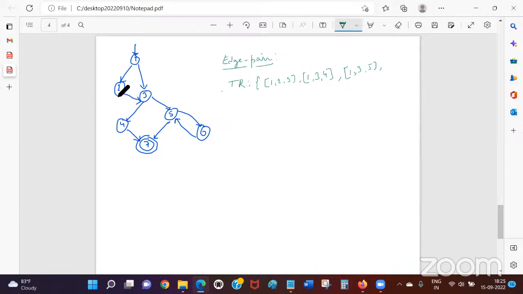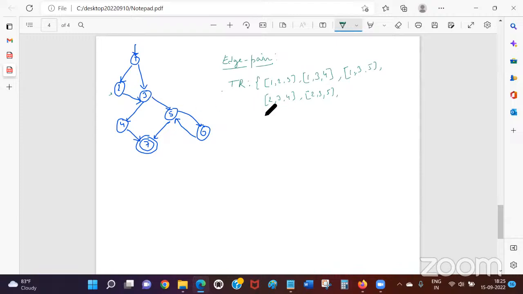From 2, where can I go? From 2, I can go 2, 3, 4. Okay, 2, 3, 5. Is there any more path from 2? No, I'm not getting anything.